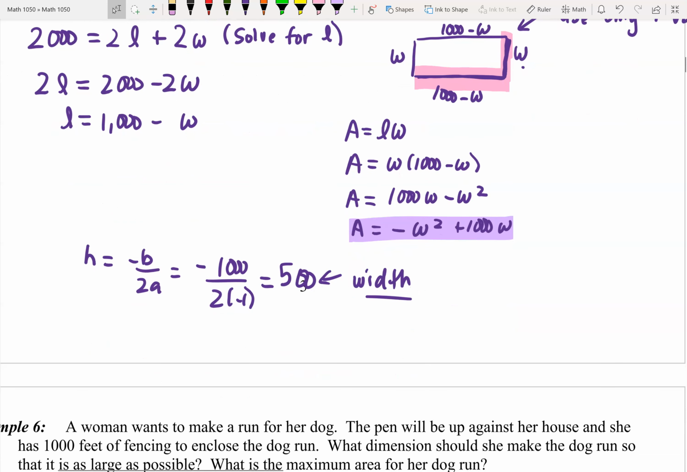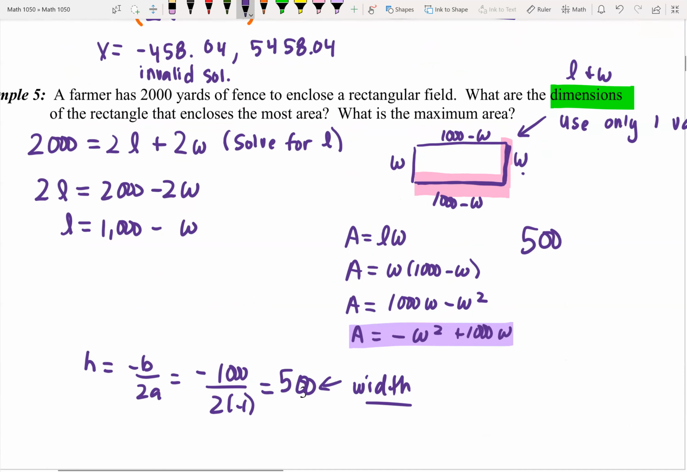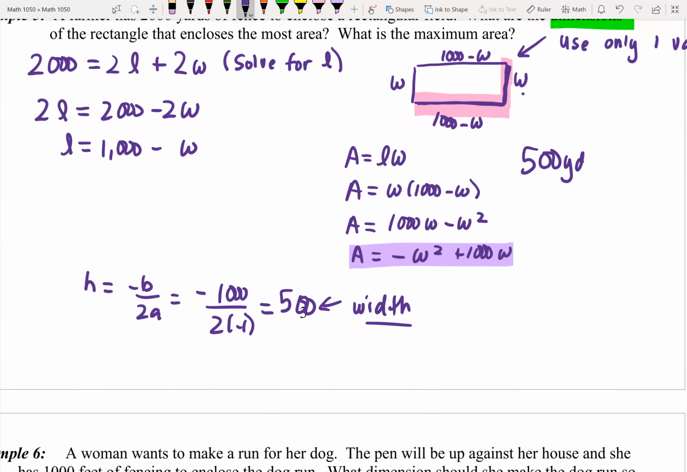So now I know one of my answers is 500. So I'm going to go 500, and this is all in yards. So I'm going to go 500 yards by, and now I've got to find the other one. How do I find the other one? Well, it's right here. There's my formula for length. So you have to write down length is 1,000 minus width, which is 500. So my length is 500.